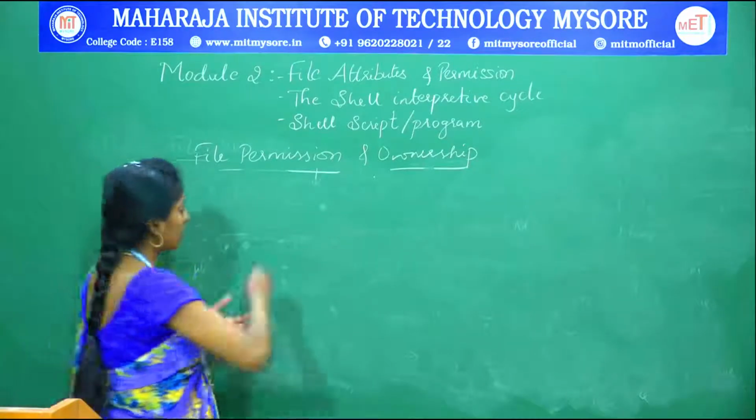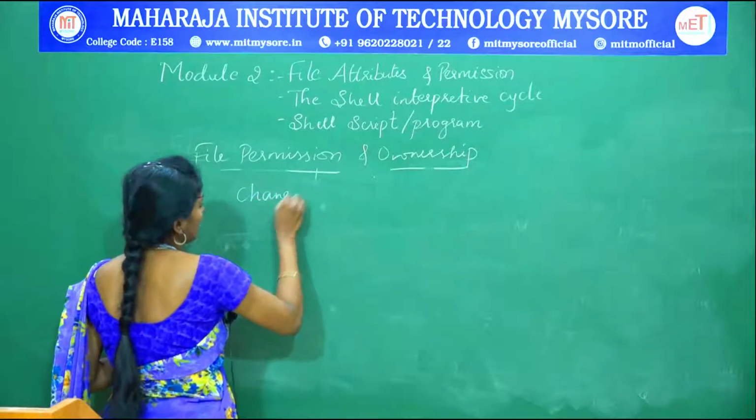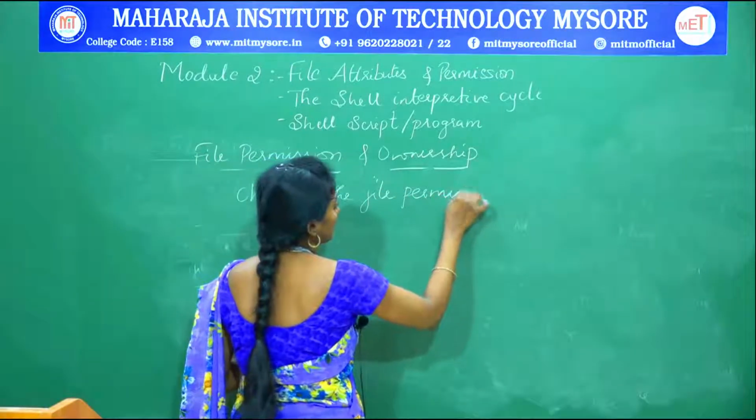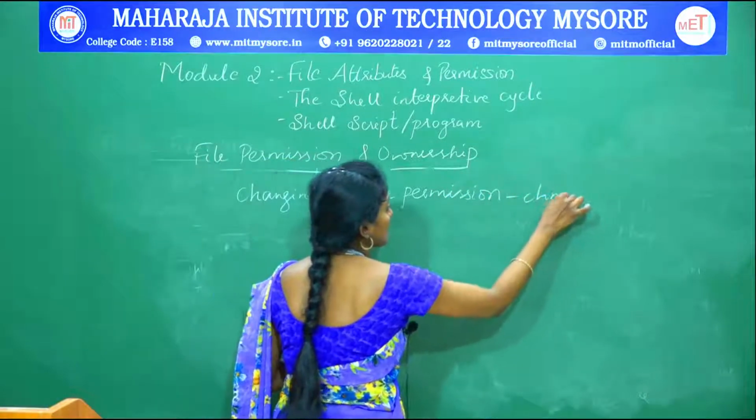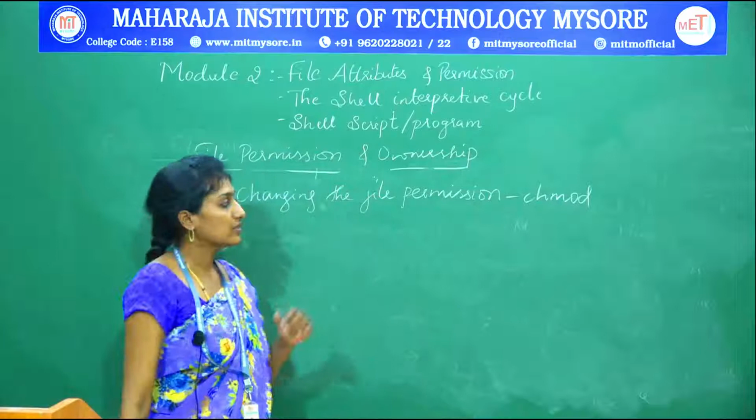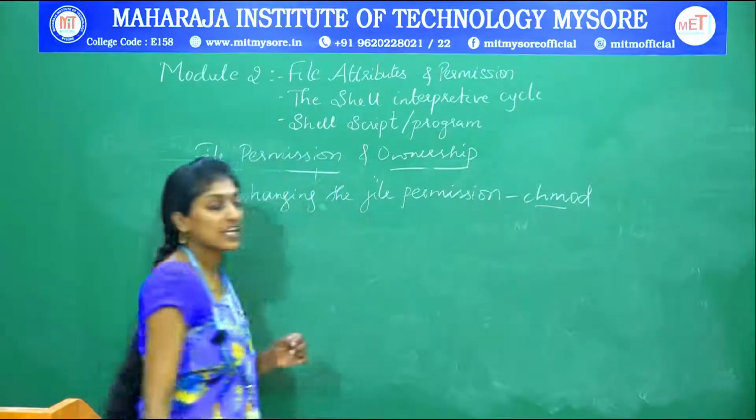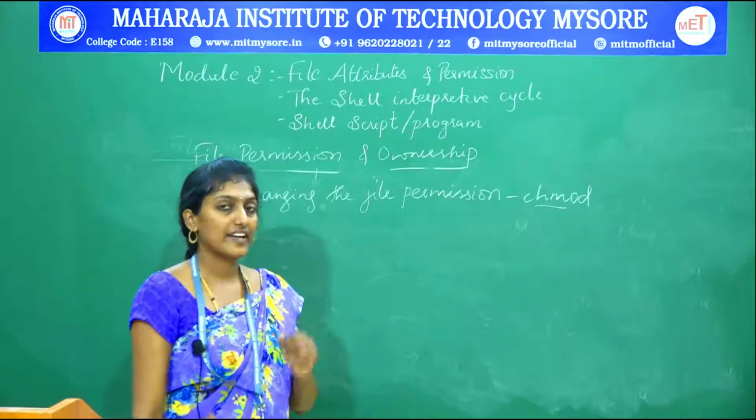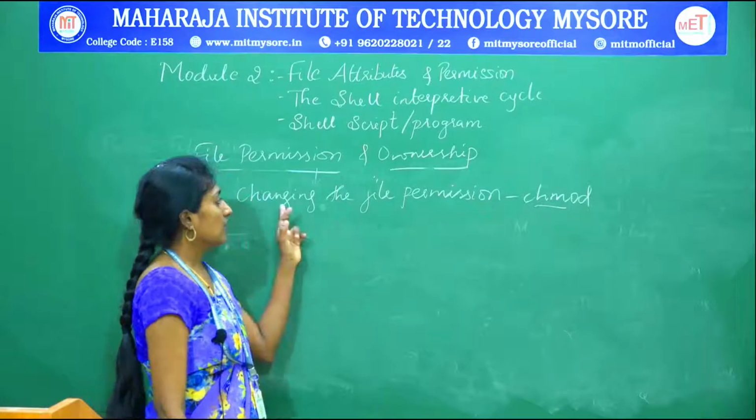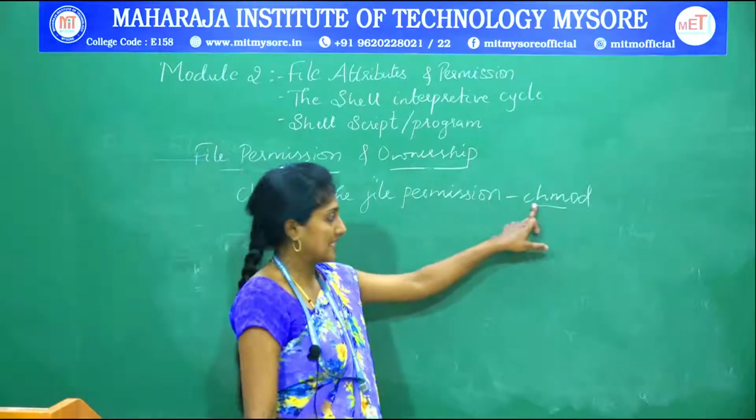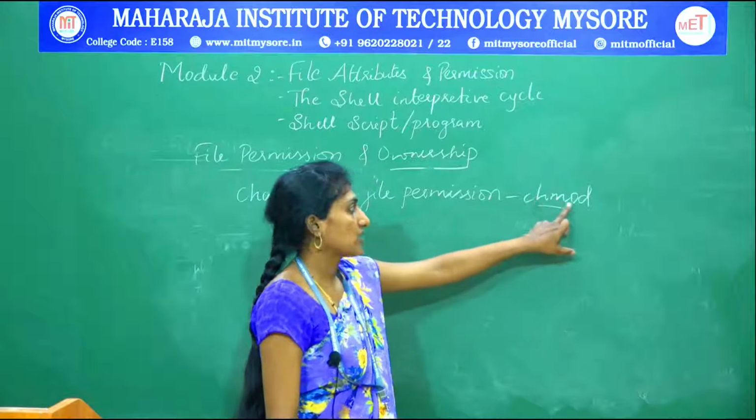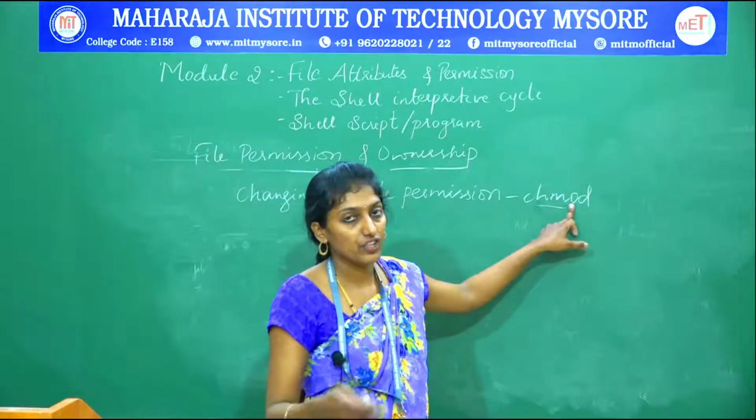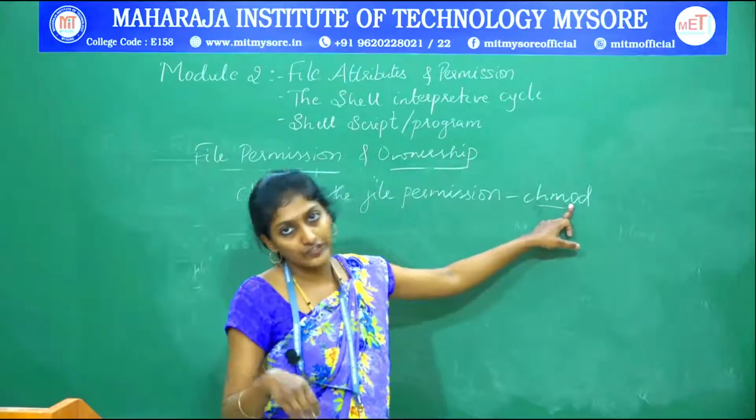Which is the command used for changing the file permission? That is chmod. This is one of the commands used for changing the file permission in your Unix system, or in your Unix file system. So in the Unix file system, this is the command chmod. Ch represents change, mod represents modify. Modify means you are modifying the file permission for 3 categories of user.